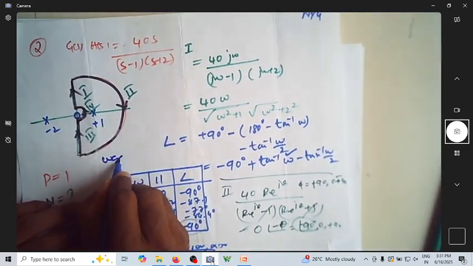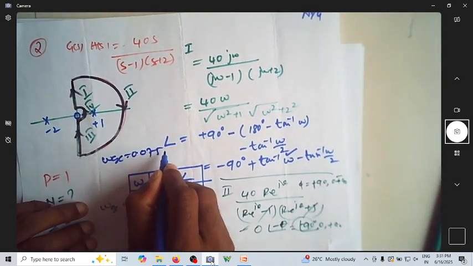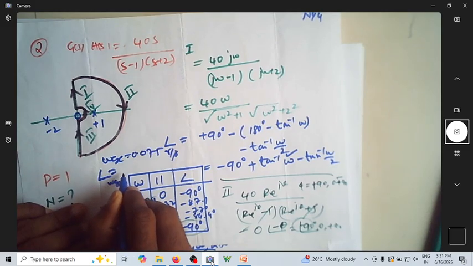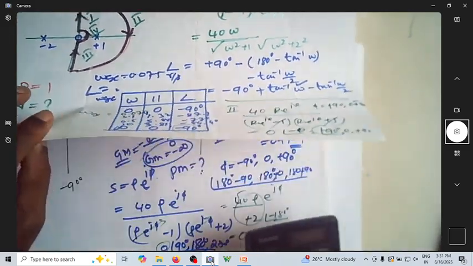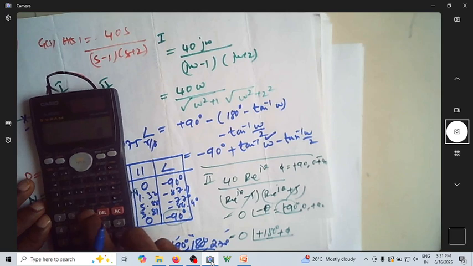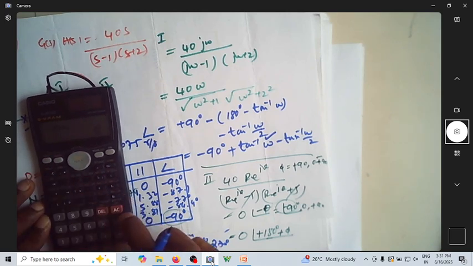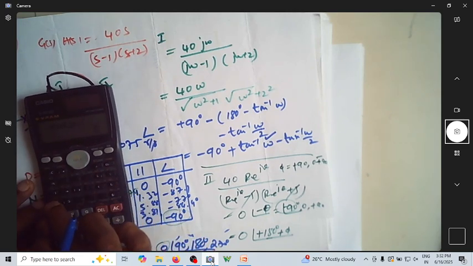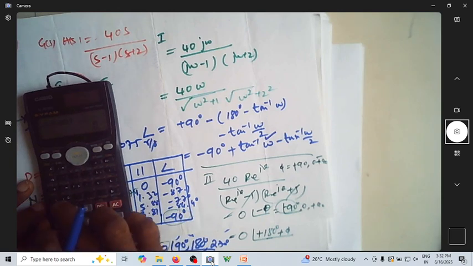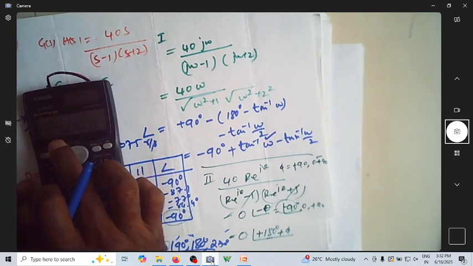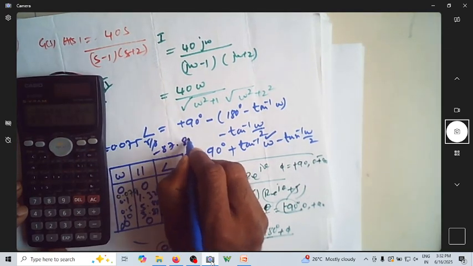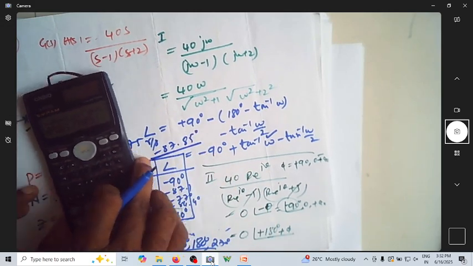So omega GC is 0.075 radian per second. What is the phase at omega GC? I can take out this phase equation. This is my phase equation, which is minus 90 plus tan inverse of alpha A minus tan inverse of 0.5 alpha A. Calculate for this, and now it is minus 87.85 degree.